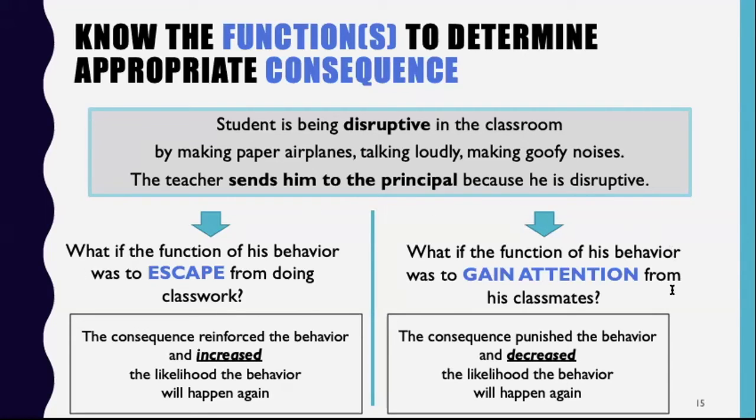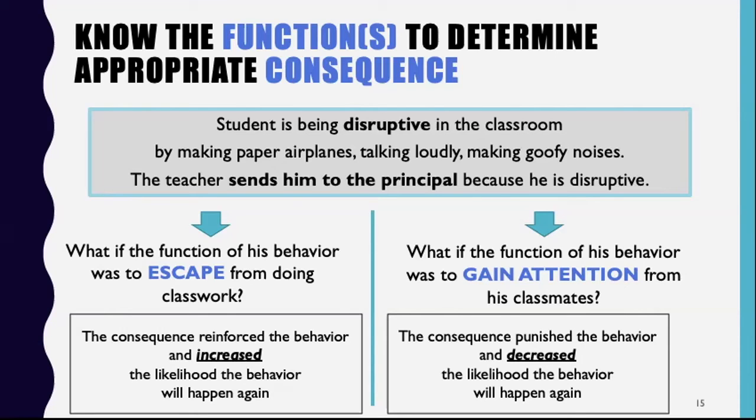If the student's function was actually to gain attention from classmates, make them laugh and be silly, then the teacher's consequence of sending him to the principal's office actually punished the behavior because they removed him from the class and he no longer got that attention from his classmates. So the consequence, therefore, punished the behavior and decreased the likelihood that he's going to do that again. So this is just one example of how crucial it is that you identify the function of your student's behavior.